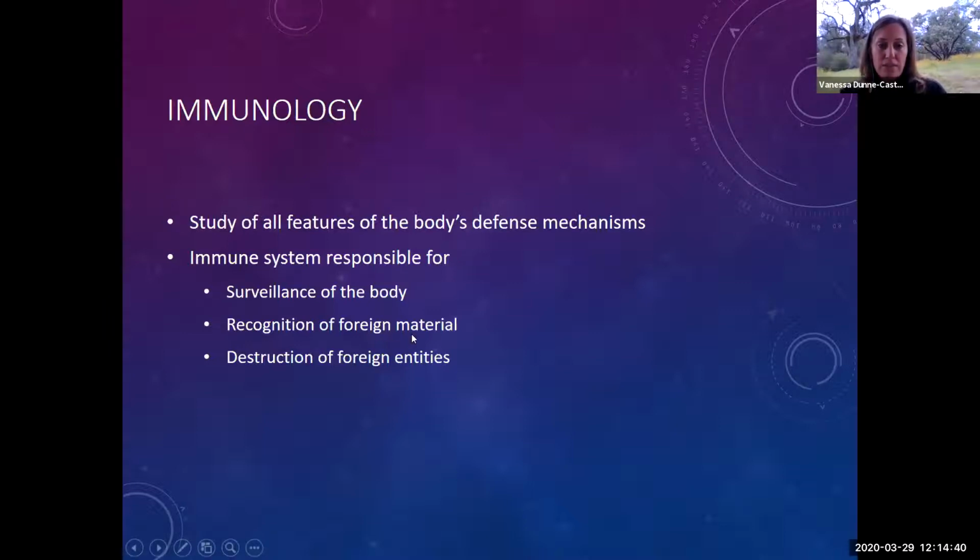Certainly recognition of foreign material, and this is definitely where pathogens come in. If there's a virus or a bacteria or a helminth, a worm, or protist that comes into your body, those are all considered foreign, and your immune system is certainly responsible for recognizing them as foreign and then deciding what to do with them. We have numerous bacteria and viruses that are all a part of our normal flora, as we've talked about throughout the whole semester. So it's important that your body doesn't just get rid of every single foreign entity that comes in, but that it can detect the ones that are harmful and destroy those immediately. And also keep your normal flora in check.